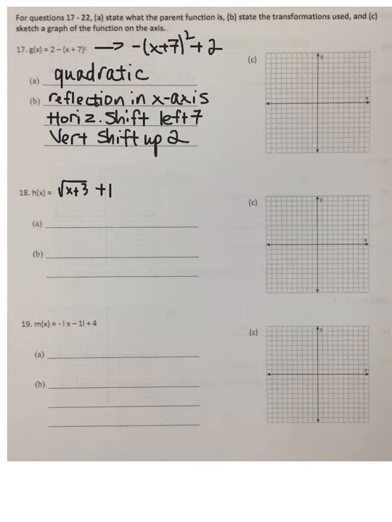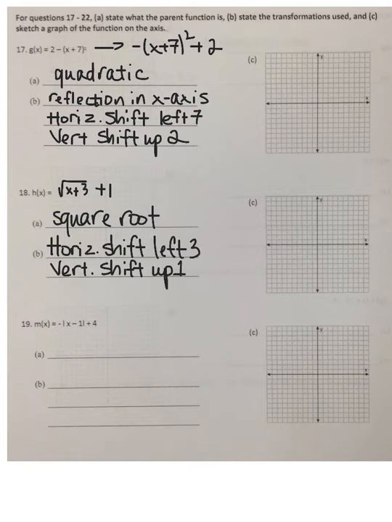All right, let's look at number 18. So if I look at that, I can see that that is a square root. I see that I have a horizontal shift to the left 3, and then I have a vertical shift up 1. So there we go. Horizontal shift left 3 units, vertical shift up 1. Okay, and I know we have to graph these. I'm going to save that to the end.